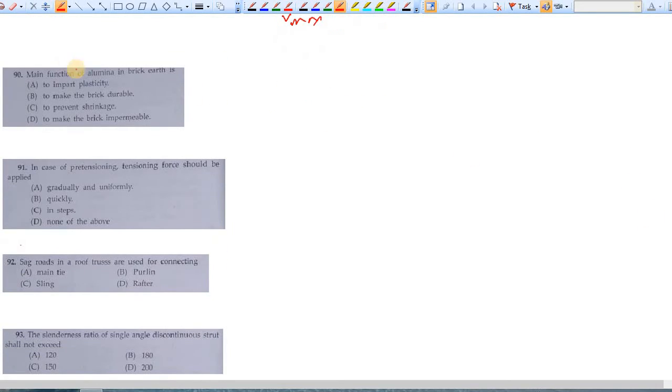Next is the main function of alumina in brick. Yes, to impart plasticity. This is a memory based question. So always when you are studying the components of cement or brick, try to study also the function of this component. That means alumina, silica, whatever may be the component, in each and every case.